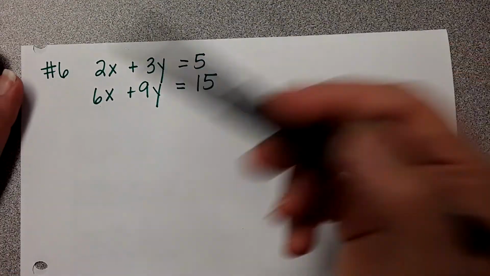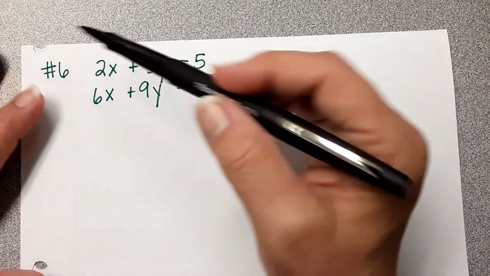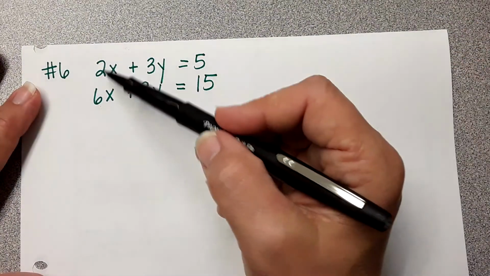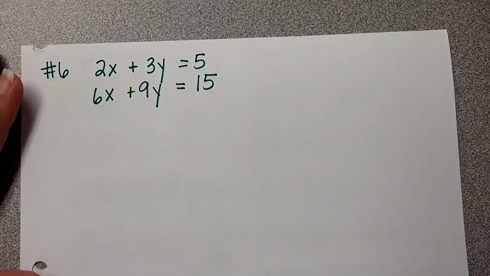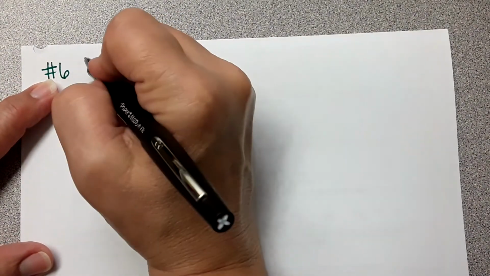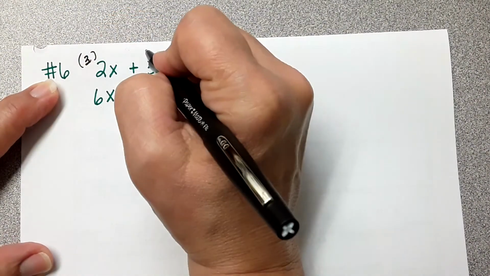So I always like to change the x's. I always start with the x's this way. Can I make a 2 into a 6? Is there anything I can multiply 2 by to get 6? What can I do that by? So we're going to multiply this entire equation by 3.